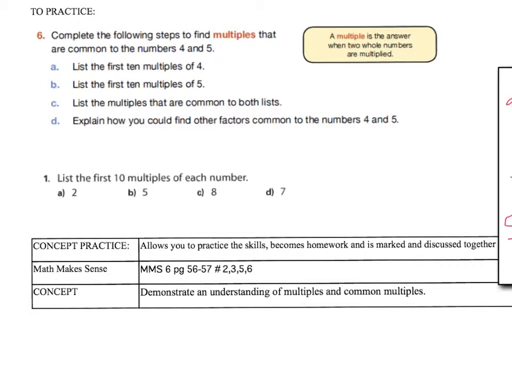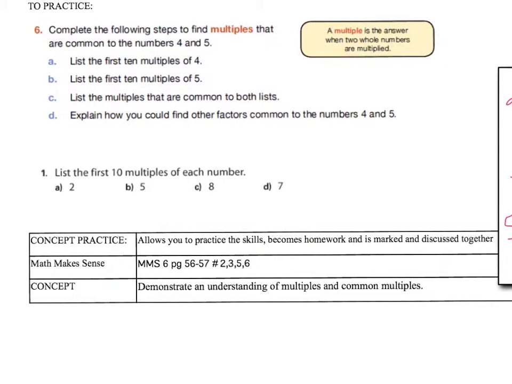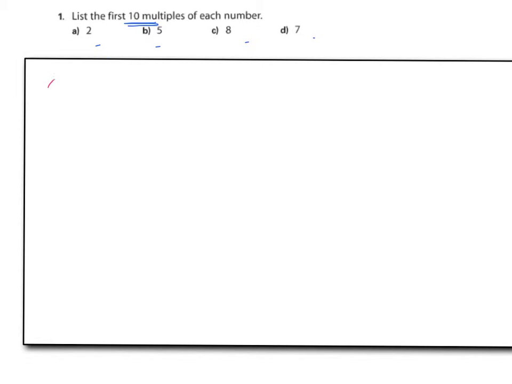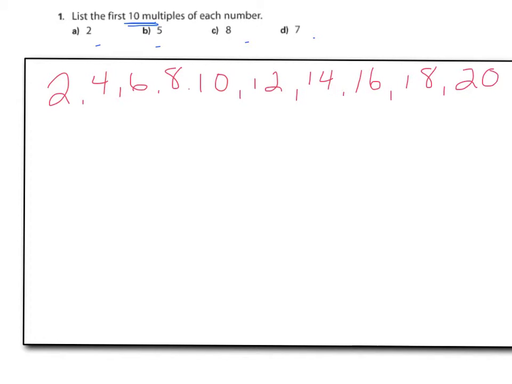All right, to practice just a little bit more, listing those multiples, making sure that you know that you have all of them. First 10 multiples of 2, 5, 8, and 7. Go ahead, press pause and do those now. All right, multiples of 2. Oops. 2, 4, 6, 8, 10, 12, 14, 16, 18, and 2 times 10 is 20.